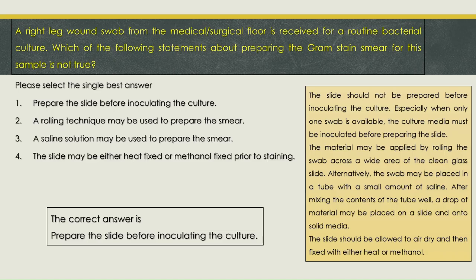The slide should not be prepared before inoculating the culture. Especially when only one swab is available, the culture medium must be inoculated before preparing the slide. The material may be applied by rolling the swab across a wide area of the clean glass slide. Alternatively, the swab may be placed in a tube with a small amount of saline. After mixing the contents of the tube well, a drop of material may be placed on a slide and onto solid media. The slide should be allowed to air dry and then fixed with either heat or methanol.